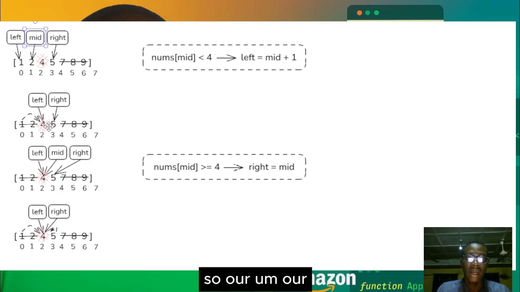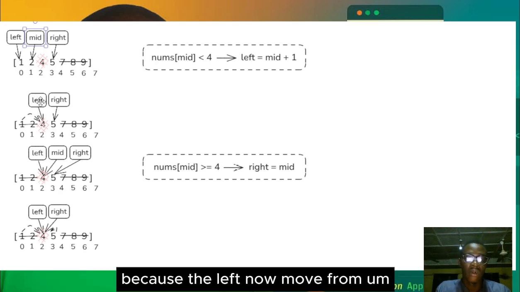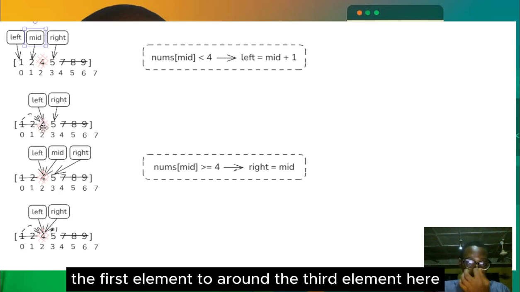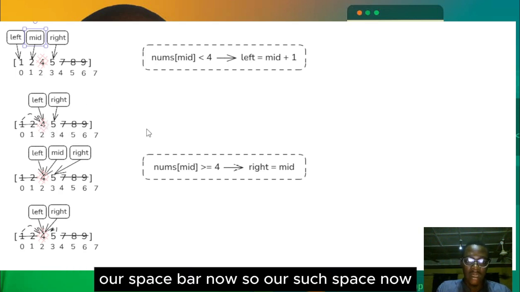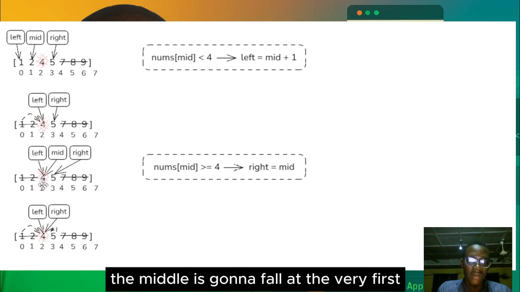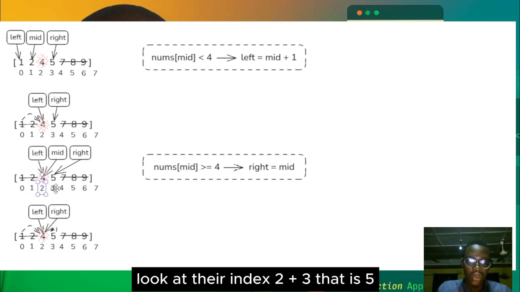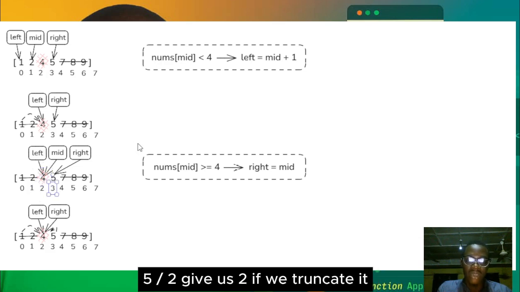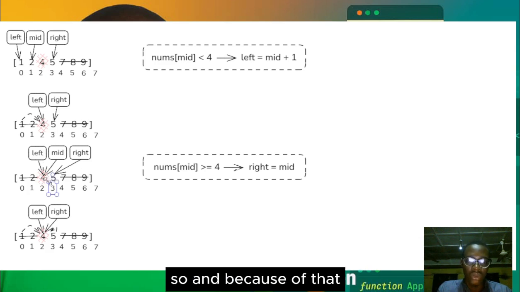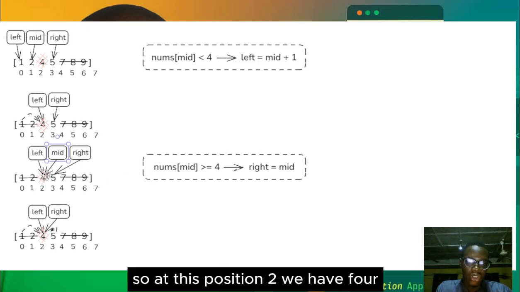So our search space has now been narrowed down to the right, because the left has moved from the first element to around the third element here. This is our search space now. Again, we are going to evaluate the middle from here. It's just 2 items now, and if you look at their indices, 2 plus 3 is 5. 5 divided by 2 gives us 2 if we truncate it. So the middle is still falling at position 2, where we have 4.